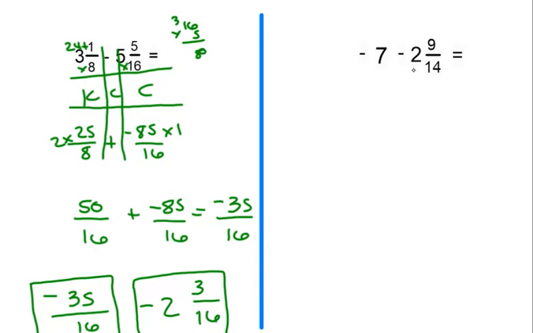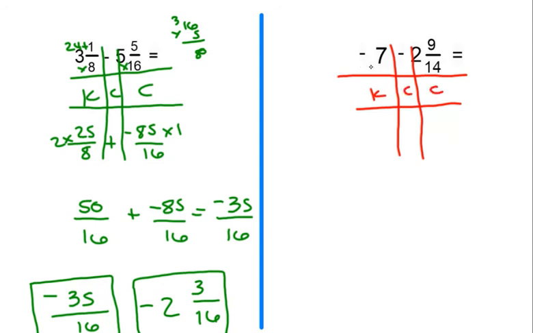All right. Next one, here we have a whole number. So we're going to do keep, change, change. So we're going to make this into a fraction here. We're going to keep negative 7, but we're going to put it over 1 to make it a fraction. We're going to change the minus to a plus, and we're going to make this an improper fraction.